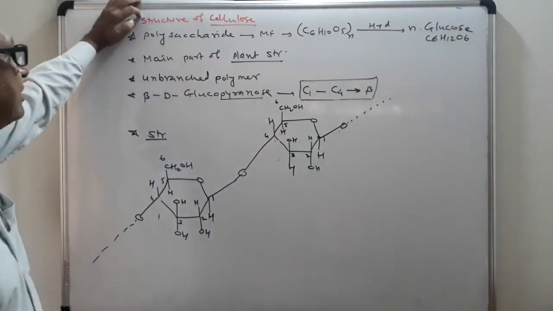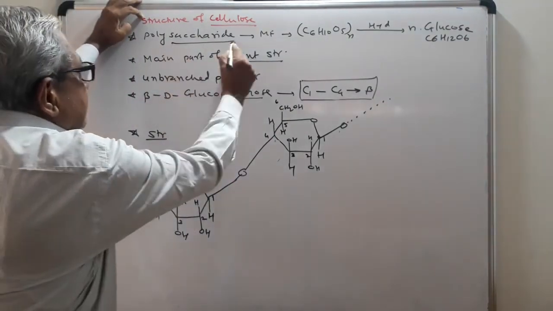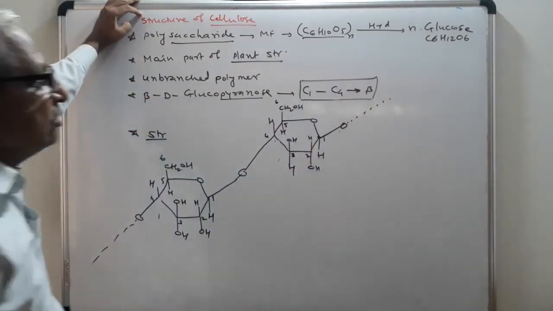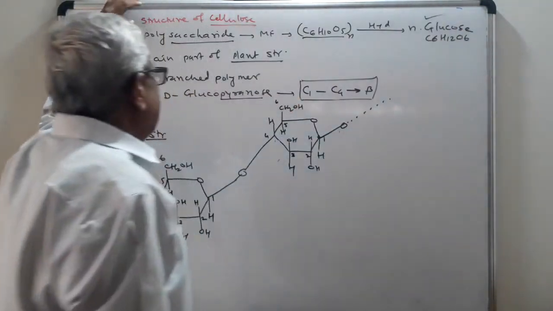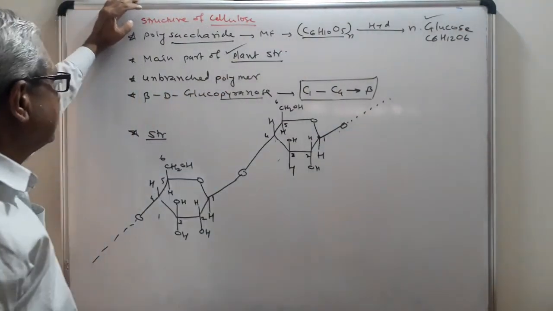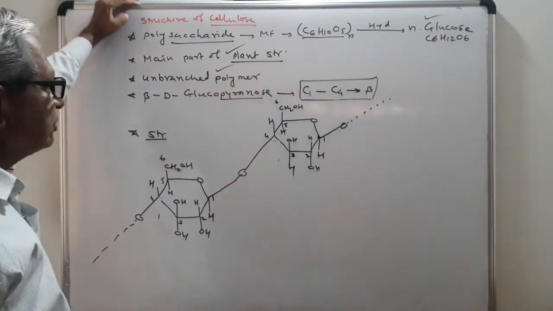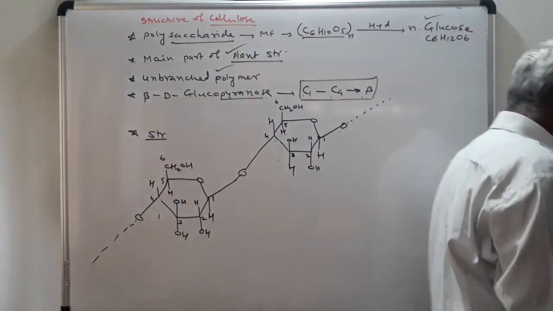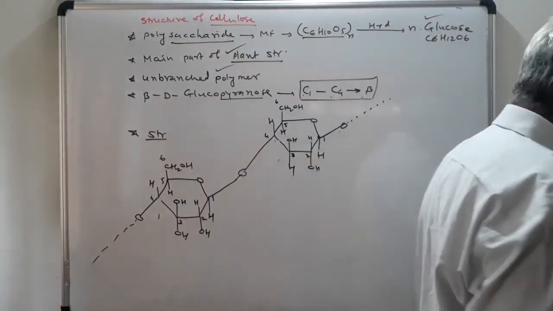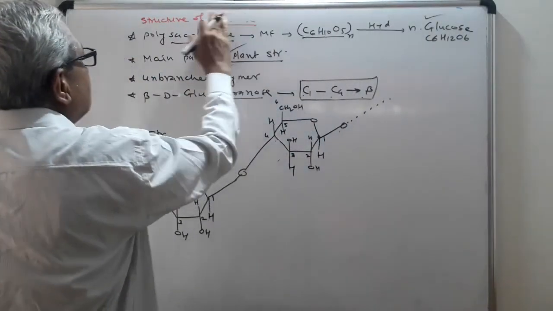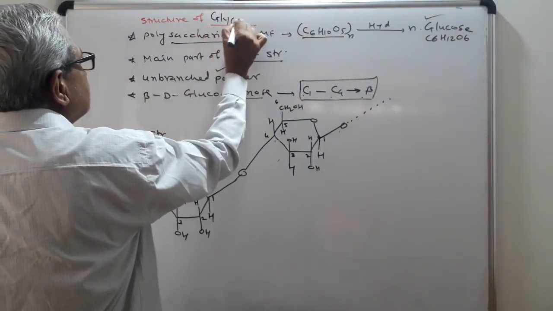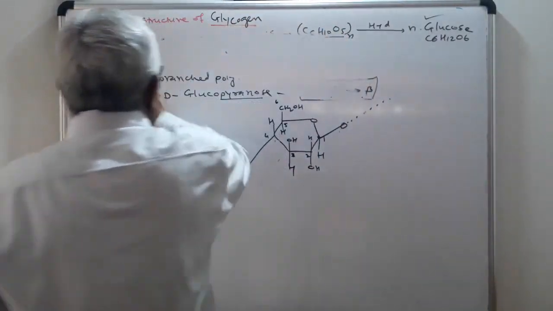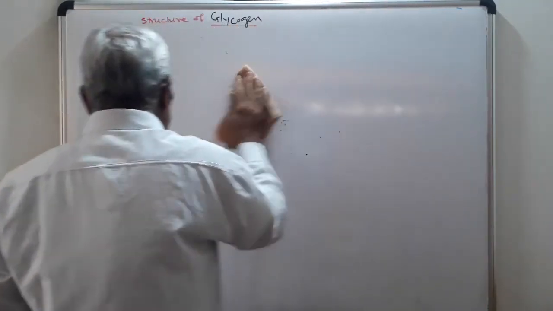Take the brief revision of the cellulose. It is a polysaccharide. Molecular formula C6H10O5 n-time. Hydrolysis gives a large number of glucose molecules. It is a main part of the plant structure. It is an unbranched polymer. Glycosidic linkage will be present C1, C4, beta. This is explained here. So we completed the point, that is the cellulose. Now next point is the structure of glycogen. So give the title, structure of glycogen.